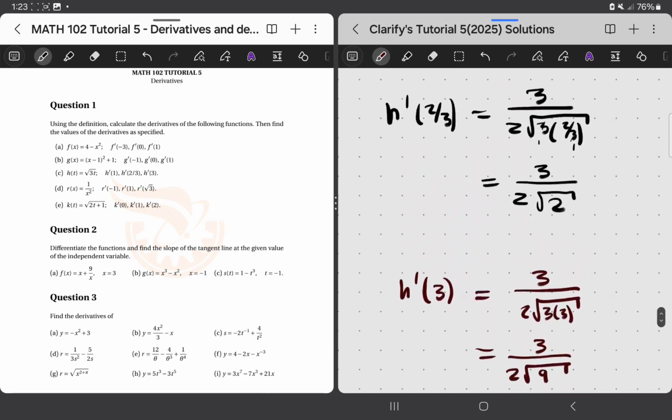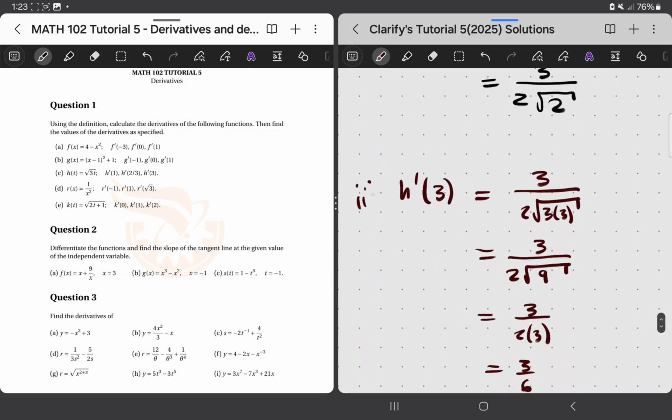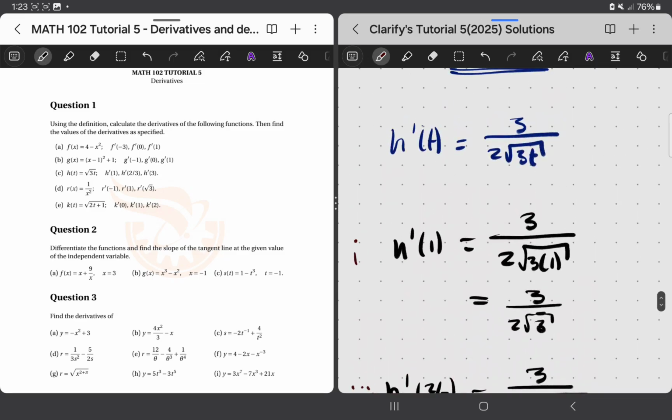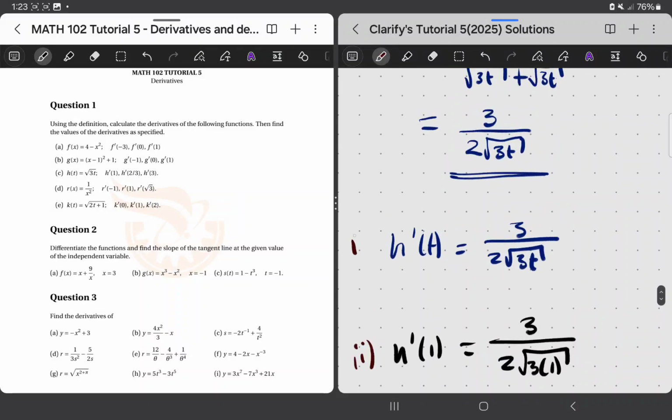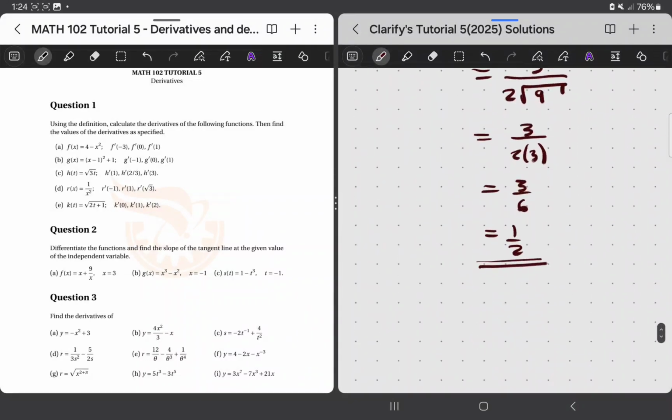Okay, this is c3, then this is c4, then we can have this as c2, and then c1 is to get this h prime of t. So these are all the solutions, and we'll be done.